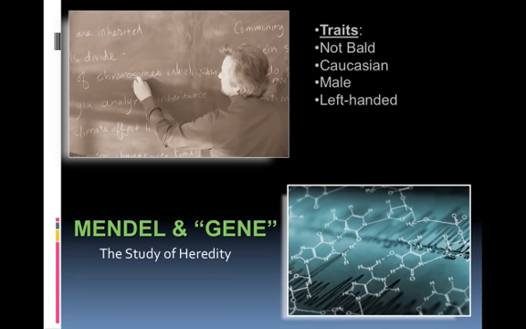So when you see this picture of this gentleman writing on a chalkboard, he has various traits that we can observe. He's not bald, he's Caucasian, or at least seems to be. He's left-handed, and he's a male.